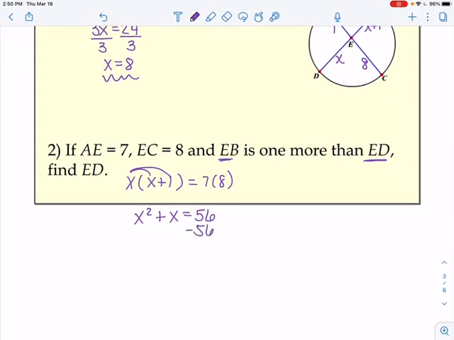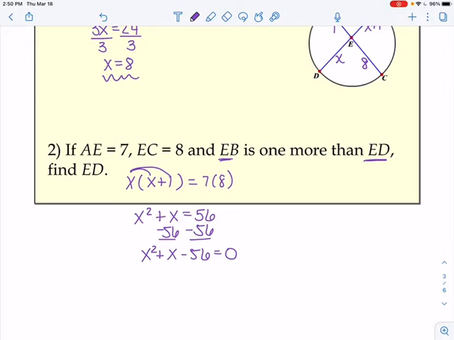So I'm going to subtract 56 from both sides. There are no like terms on that left-hand side, so I'm going to write it as a trinomial. X squared plus x minus 56 equals 0. So now to solve this, we have to factor it.